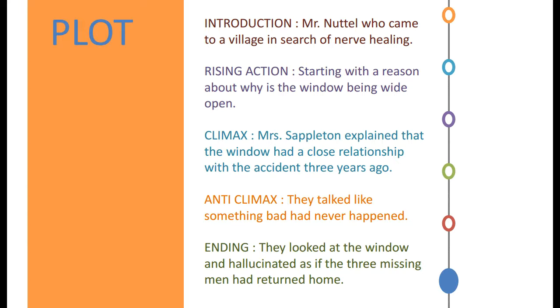And then the anticlimax is when they talk as if something bad has never happened. So in the anticlimax there is no rise, but the story goes on its way. And then the ending, or we can call it the conclusion, they look at the window and hallucinate as if the 3 missing men had returned home. So in the ending, they are hoping for something, but they know that nothing will happen.